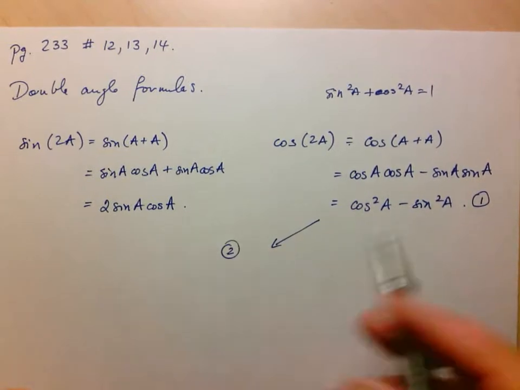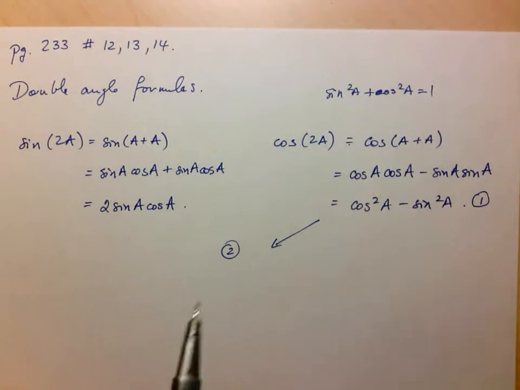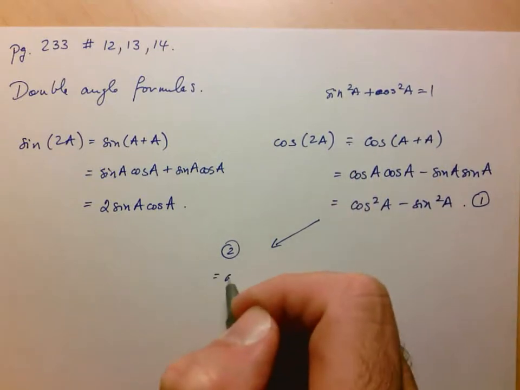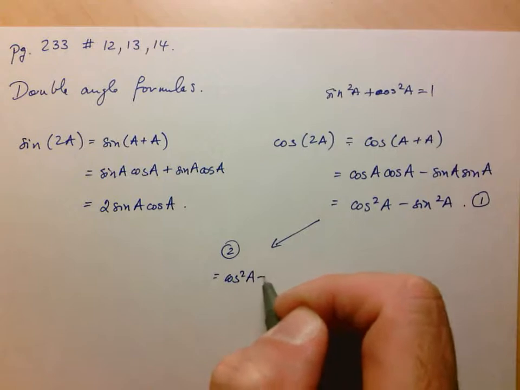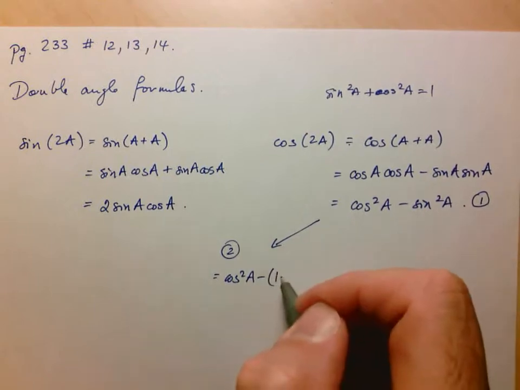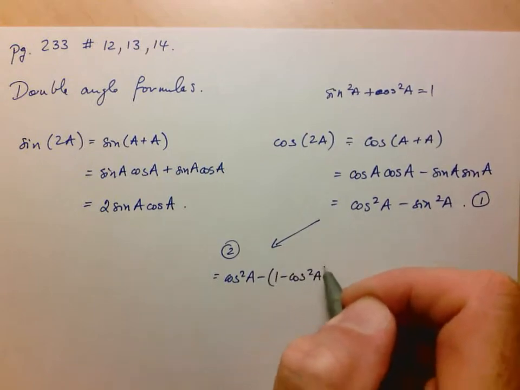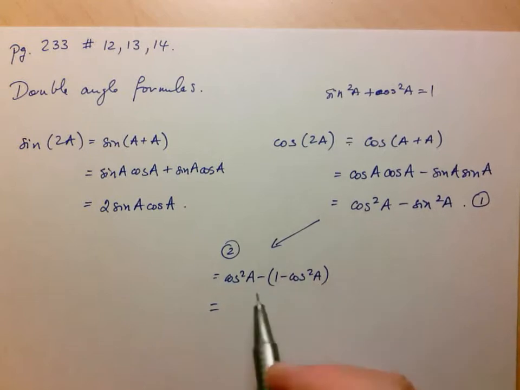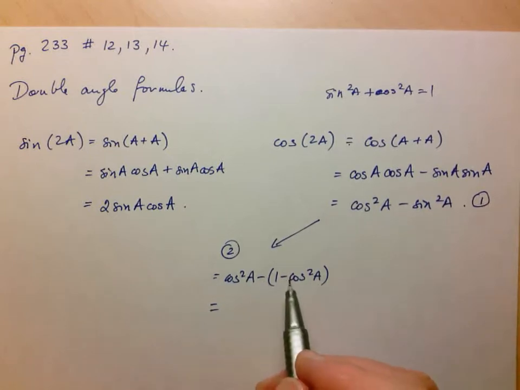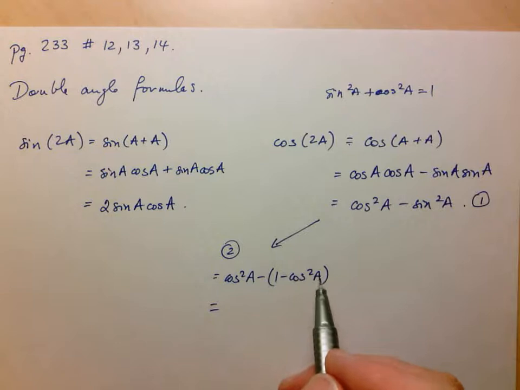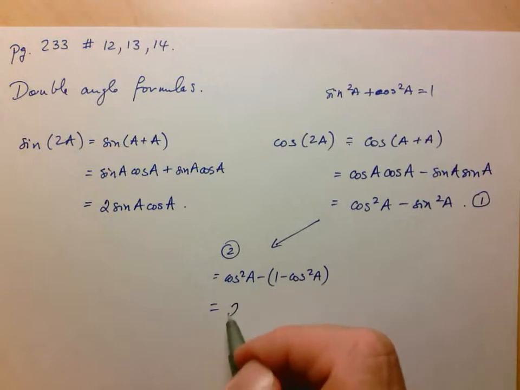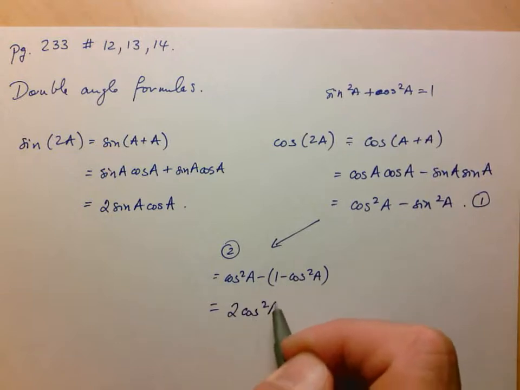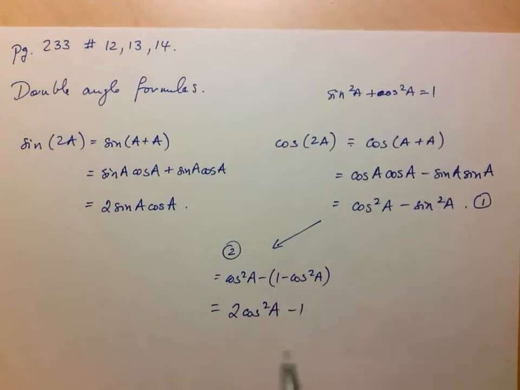Let's start by replacing sine squared by 1 minus cos squared. So here we have cos squared A minus, and I'm going to replace sine squared by 1 minus cos squared A. So here I have cos squared plus cos squared A, because I'm subtracting a negative, so that gives me 2 cos squared A, and then minus 1. That's my second version of the double angle formula.